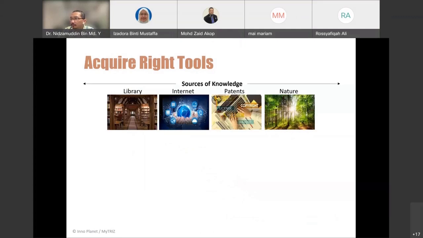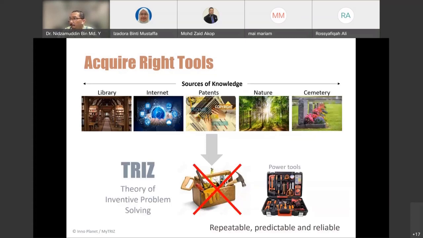Sources of knowledge come obviously from libraries, from the internet, from patents, and from our observations of nature. And from this knowledge, we have so many tools that can help to find and organize these thousands and thousands of pieces of information. But the tools are old-fashioned. It's not systematic. So with TRIZ, which is the theory of inventive problem solving, it is basically power tools that can help us innovate, and it is a process that is repeatable and predictable and also reliable.